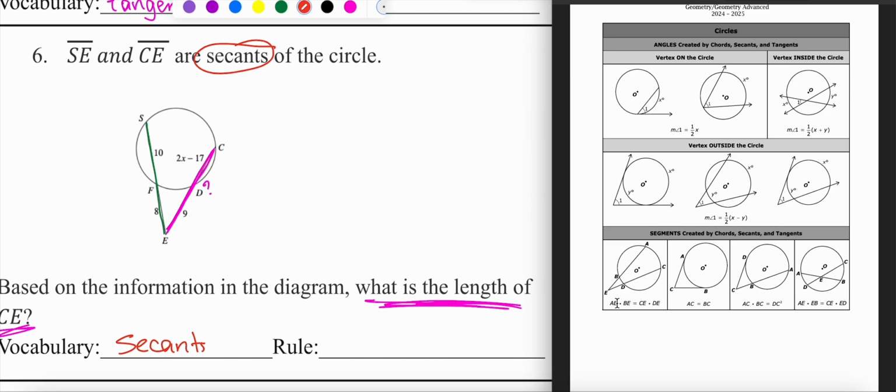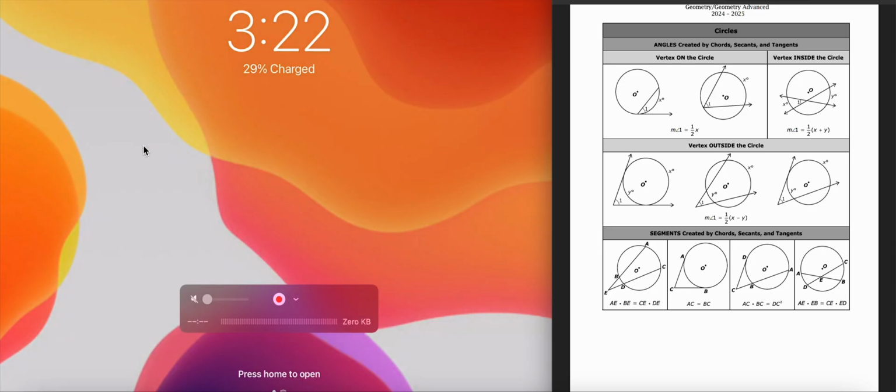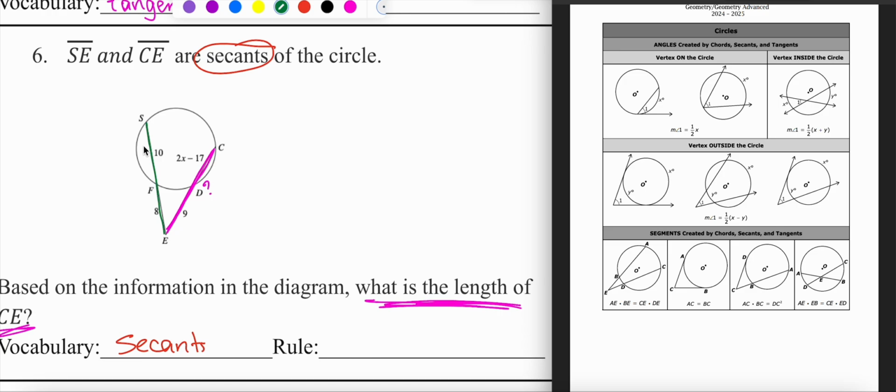So it says AE. So AE would be the whole line, all of it, from A to E. So if we go over here, we would have, for example, SE multiply BE. So BE would be a part of that first whole line, so just from here to here. So our BE would be from F to E, or EF. And then it says equal.